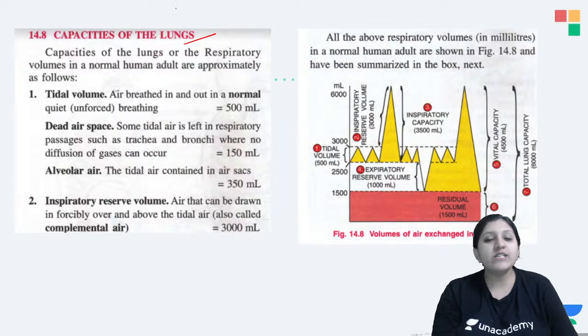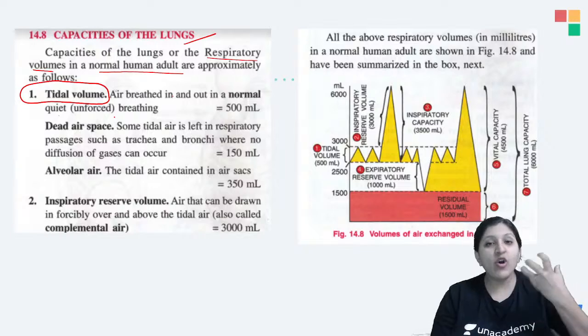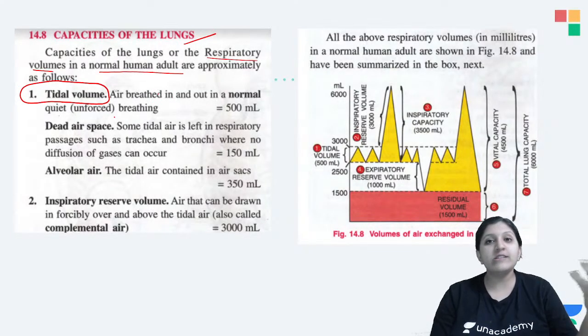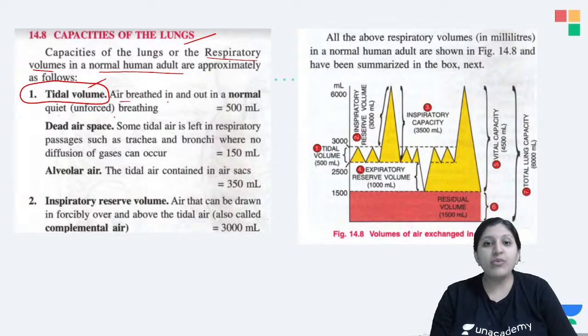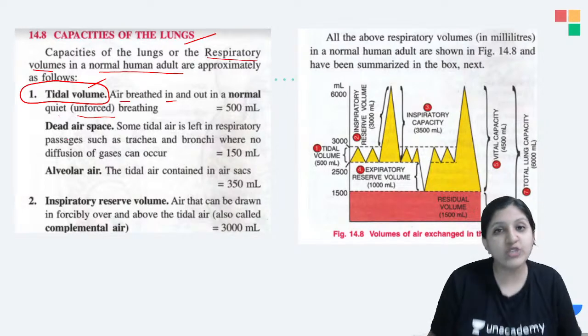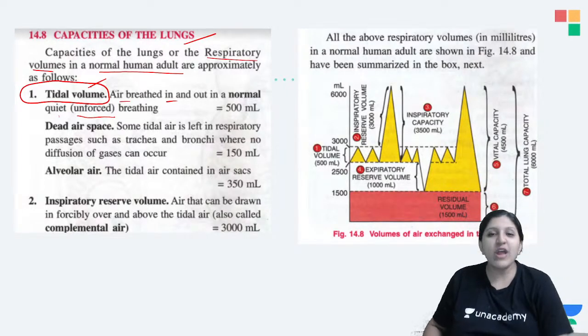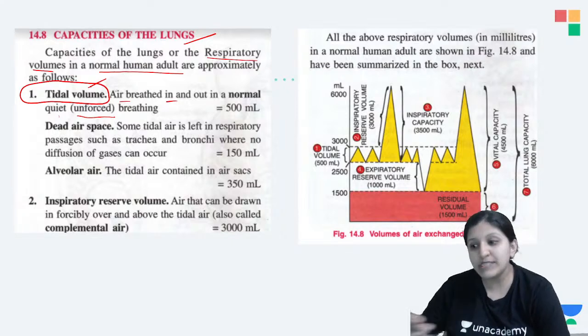Today we will see the capacities of the lung, or the respiratory volumes. We are not aware of this, as it happens naturally. We are continuously breathing in and breathing out, which we call tidal volume: the air breathed in and out in normal, quiet, unforced breathing. We can also breathe forcefully, which makes it a voluntary action, whereas the involuntary action is basically by the muscles.